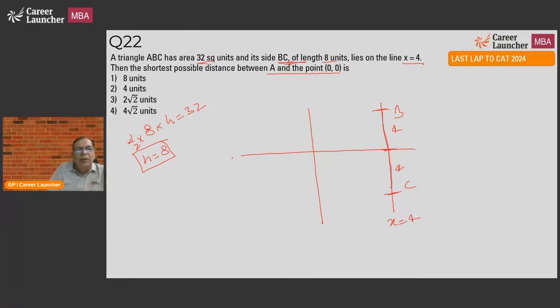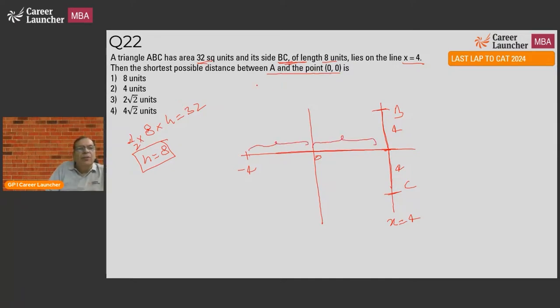A will be 8 units here. So A will be here. So it will be 0 and this will be minus 4. So this has to be 8 units. So this is x equal to 4. So this is equal to 4. So this should also be equal to 4.